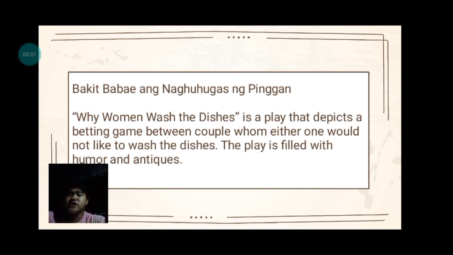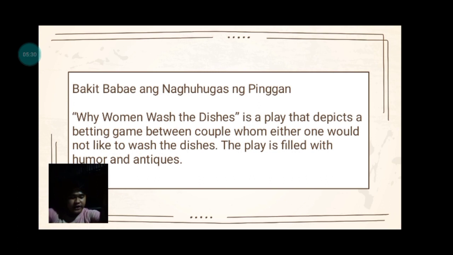And the next one is Bakit Babae ang Naghugas ng Pinggan? In English, Why Women Wash the Dishes, is a play that depicts a bargaining game between a couple, where neither one would like to wash the dishes. The play is filled with humor and antics. So, Bakit Babae ang Naghugas ng Pinggan?